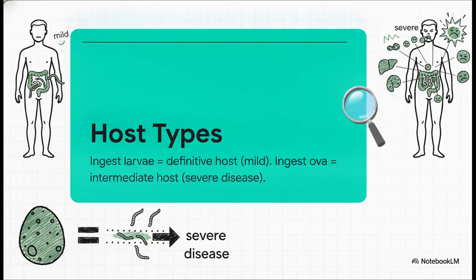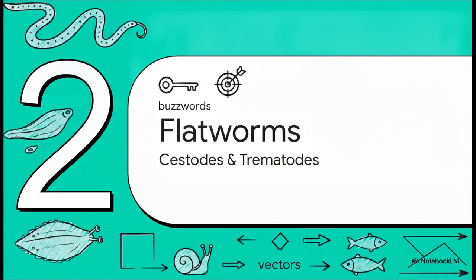So this brings us to host definitions, and honestly, this dictates literally every single clinical vignette you're going to face. Humans act as the definitive host when we ingest the larvae. The larvae just chill and develop into adult worms in our intestines, causing mild or sometimes even zero symptoms. But if humans ingest the ova, the eggs, we become the intermediate host, and that's bad news. Those ova hatch into larvae inside us, penetrate the gut wall, and migrate straight to our organs, causing severe systemic disease. So remember, ova equals severe. Burn that into your memory. Moving right along to Section 2.